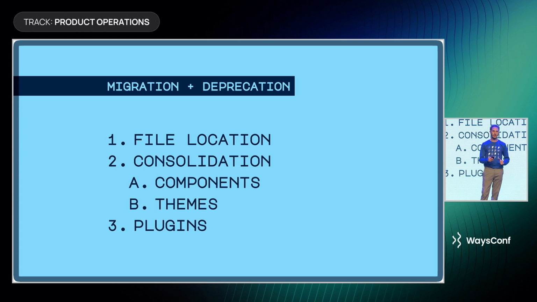When it comes to migration and deprecation, there are a few things that introducing variables will enable us to do as a team, specifically the design systems team. The first one is file location, and this is where we decide where things live. The second one is the consolidation of components and/or themes and styles. And the third one is how we can use plugins to enable this to happen.